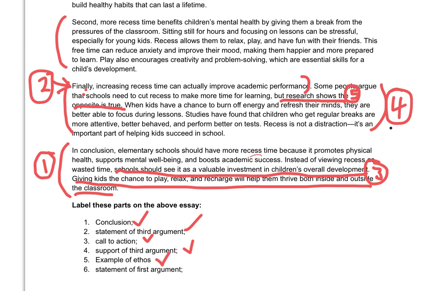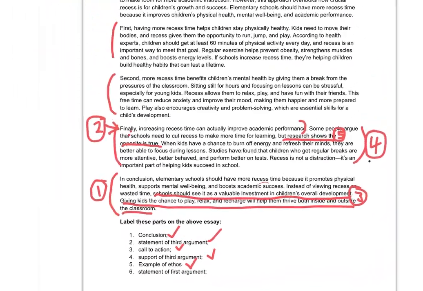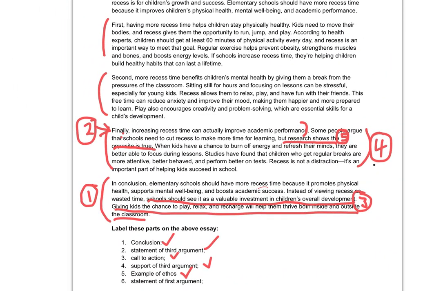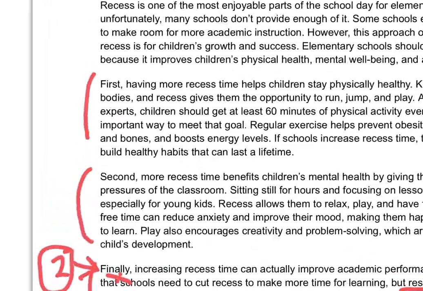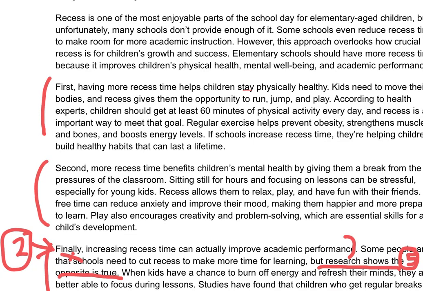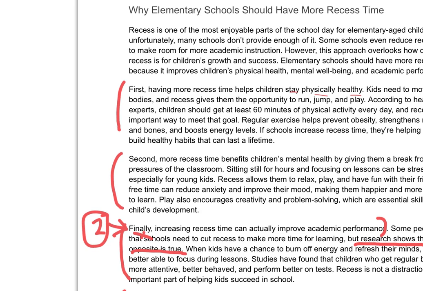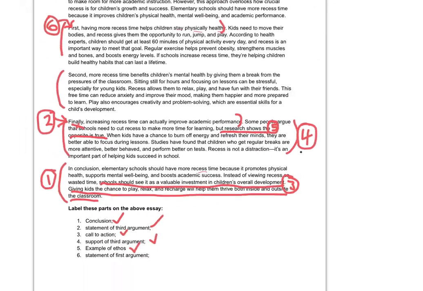All right, number 6, statement of the first argument. Well, we saw where the third argument was stated right down here on finally. Where's the first argument? Probably after it says first. First, having more recess time helps children stay physically healthy. There's my statement of the first argument. So I'm going to write a 6 right there. I'm going to draw an arrow that points to that, and that ends down there. All righty.